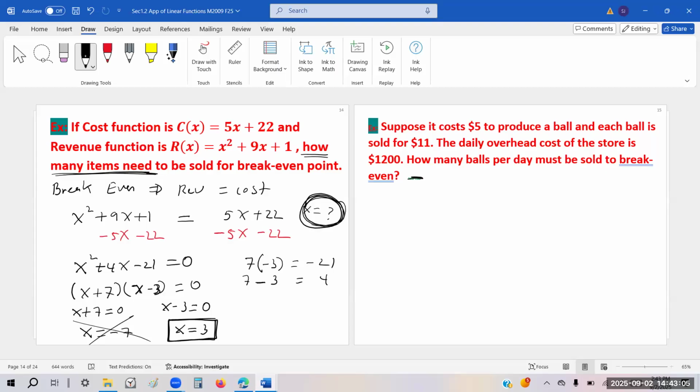So they're not doing monthly calculation, they are doing daily calculation. Did they give you any cost function here? Not directly. How about the revenue function? Not directly. So what is your first step? Find them. They didn't give you directly, so you have to find them.